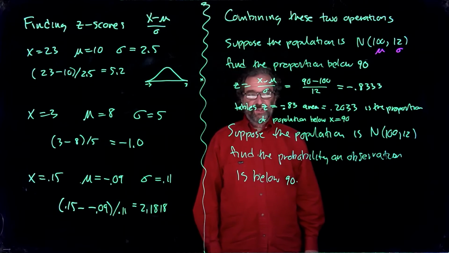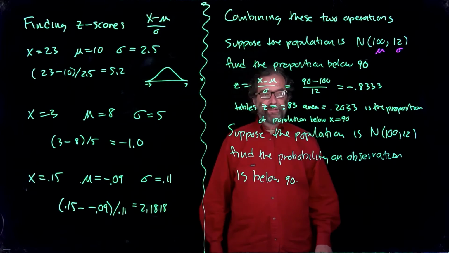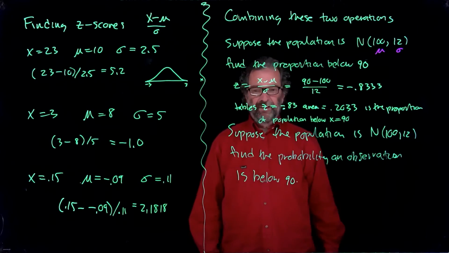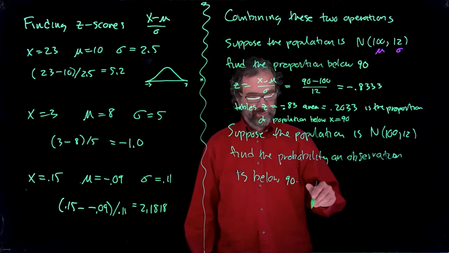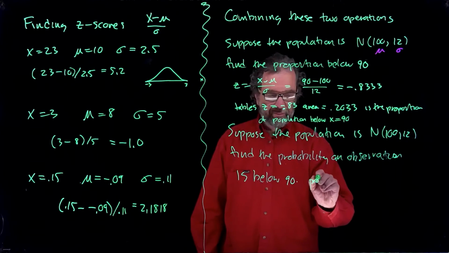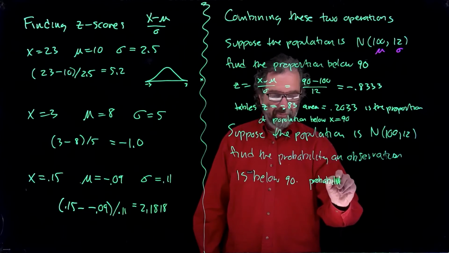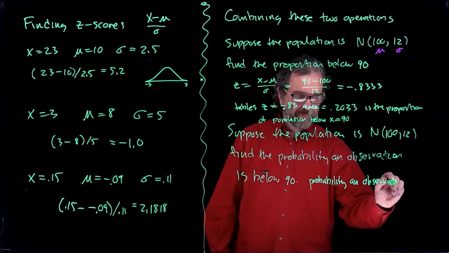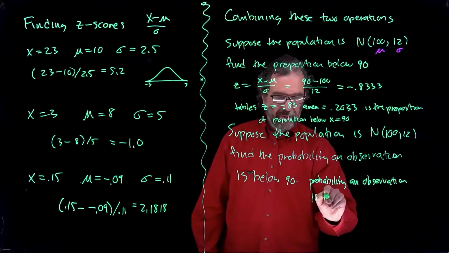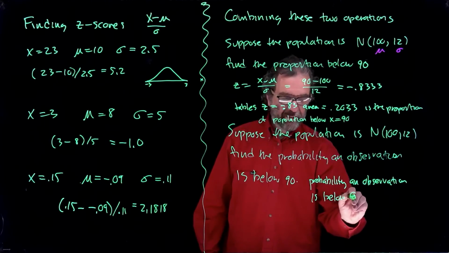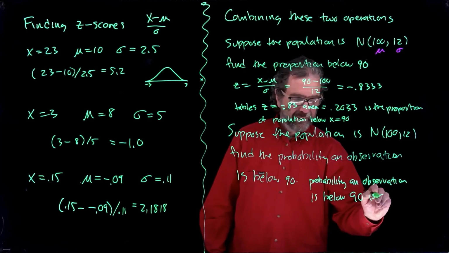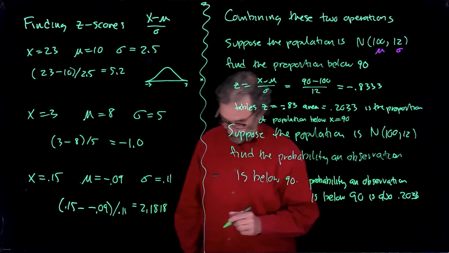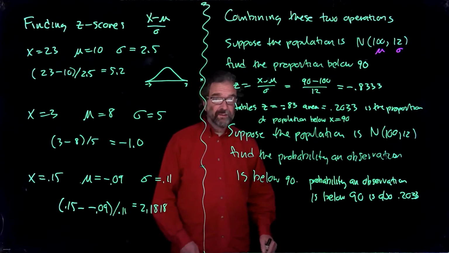And then the second question is, suppose the population has that same distribution, find the probability an observation is below 90. Well, the proportion and probability, it's the same calculation, same answer. So the probability an observation is below 90 is also 0.2033. Okay, so I took care of that.